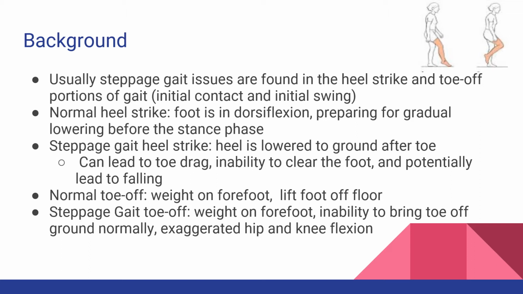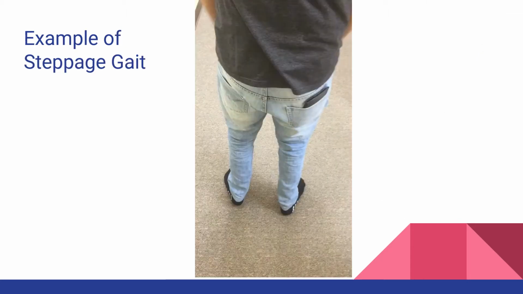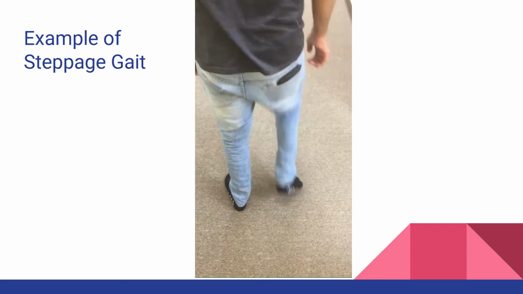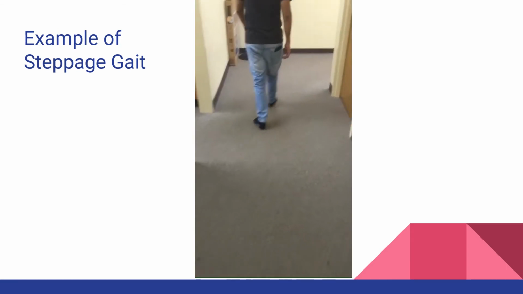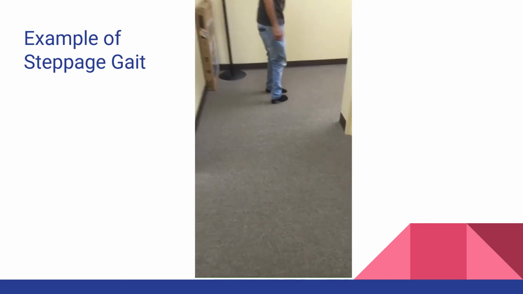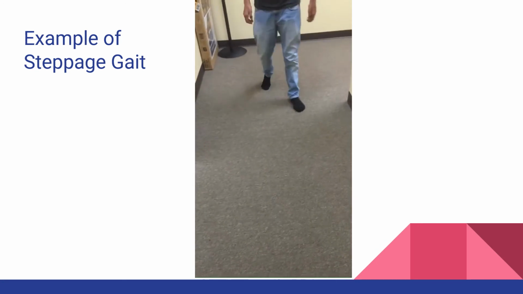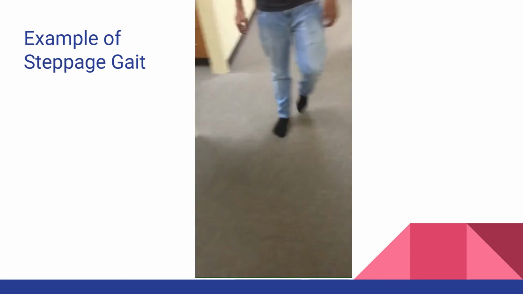In normal toe off, the weight is on the forefoot and there's a lift of the foot off the floor. And in Steppage gait toe off, the weight is on the forefoot and there's an inability to bring the toe off the ground normally, which results in exaggerated hip and knee flexion. Here is a video showing an example of Steppage gait. On the way back, you can really see the foot drop, and you can also see the exaggerated hip and knee flexion.